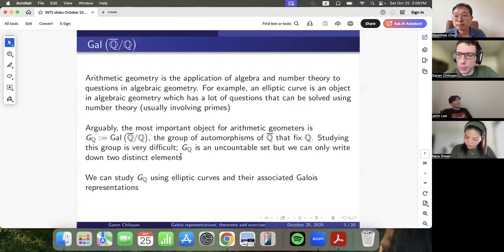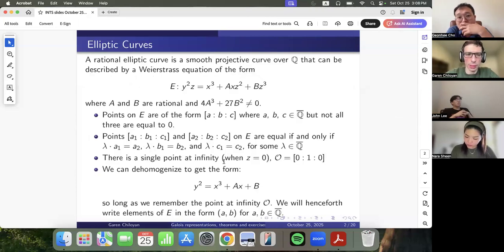But sometimes in math, we do things in a non-direct way. We can study this G_Q not exactly by its automorphisms, but by how it behaves on elliptic curves, through Galois representations and a nice group action on elliptic curves that we will study soon. But first, some background again on elliptic curves. I went over these topics last month, but we can refresh.